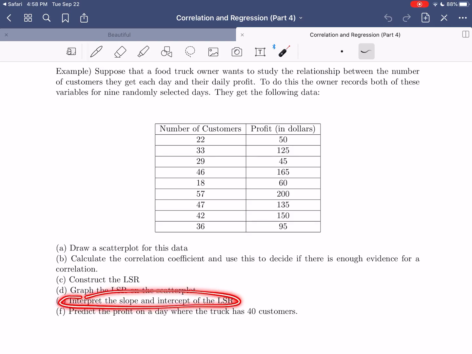Then we'll interpret the slope and intercept of the LSR. So we'll talk about exactly what the a and b values mean in this context. And then finally, we'll predict the profit on a day where the truck has 40 customers. So we'll actually make use of our model. So let's go ahead and do this.